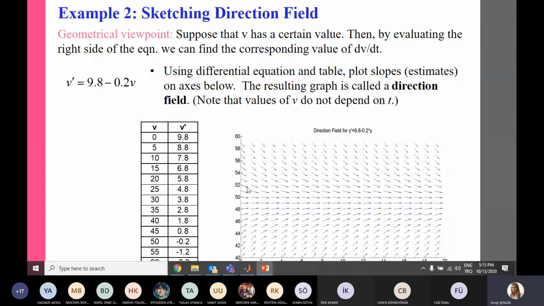And if your initial velocity is more than 49, you can see that if we start from here, the velocity is going to be decreasing, and again it will reach the equilibrium after some time. So you can have an idea of the dynamics of your model without solving it by looking at the direction field. Okay? And this is just one example for that.